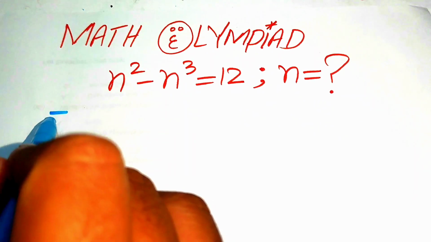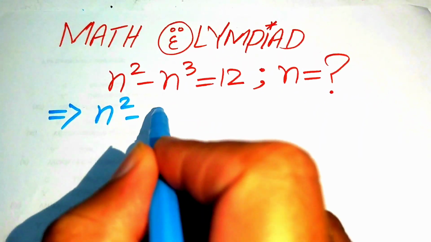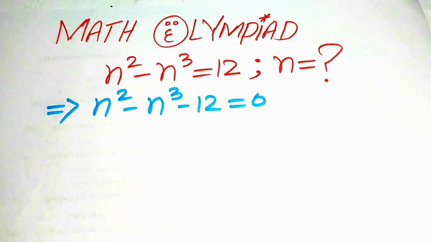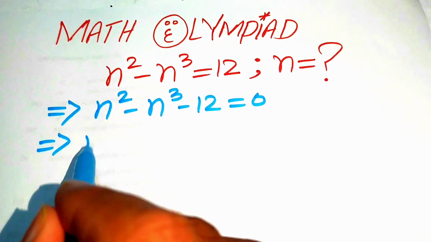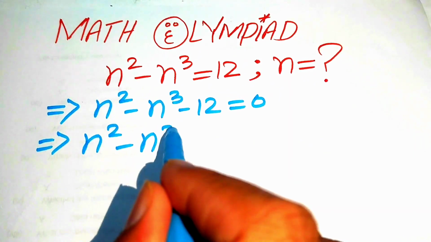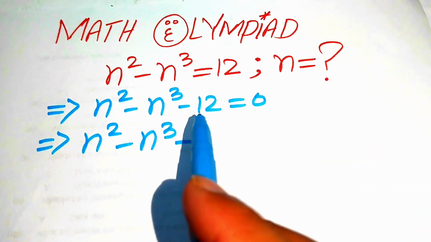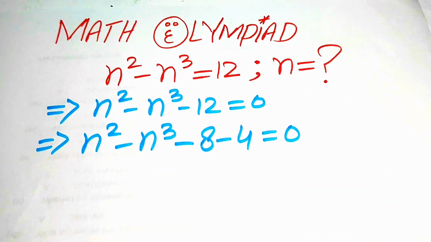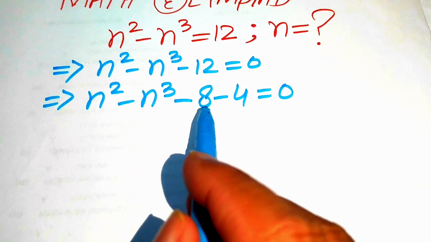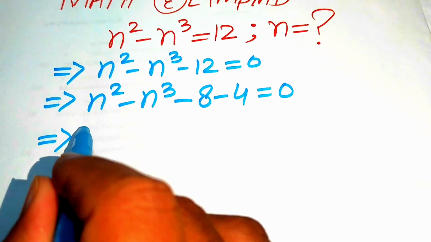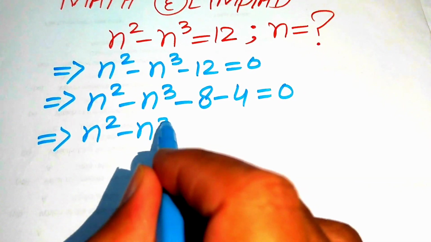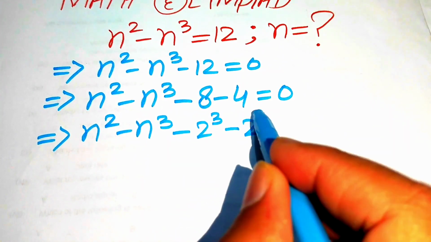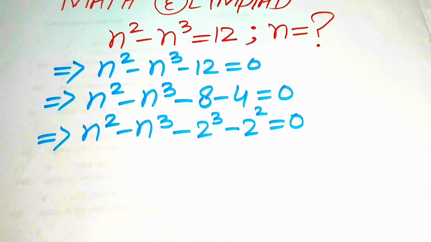The very first step we are going to do is move this 12 to the left hand side, and it will be written as n squared minus n cubed minus 12 equals 0. Now in the next step we rewrite this equation as n squared minus n cubed minus 8 minus 4 equals 0. We write this 8 as 2 cubed, and we write this 4 as 2 squared, equals 0.